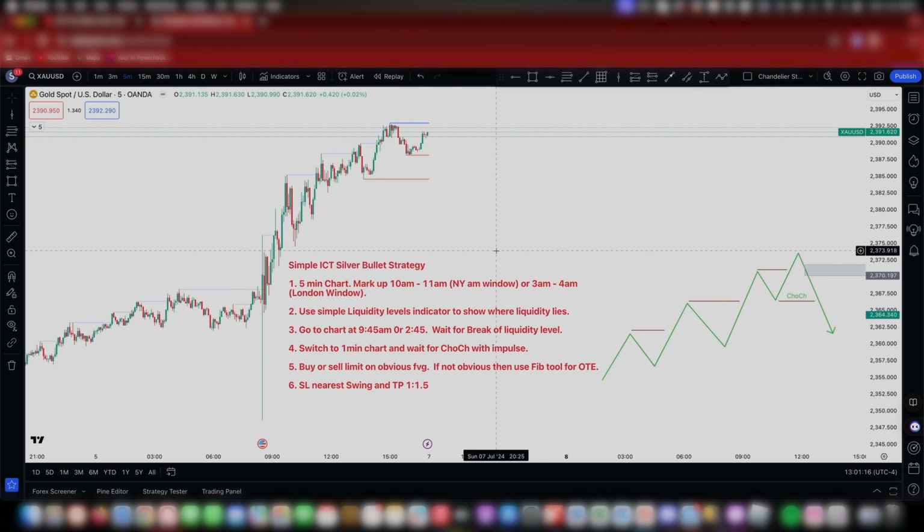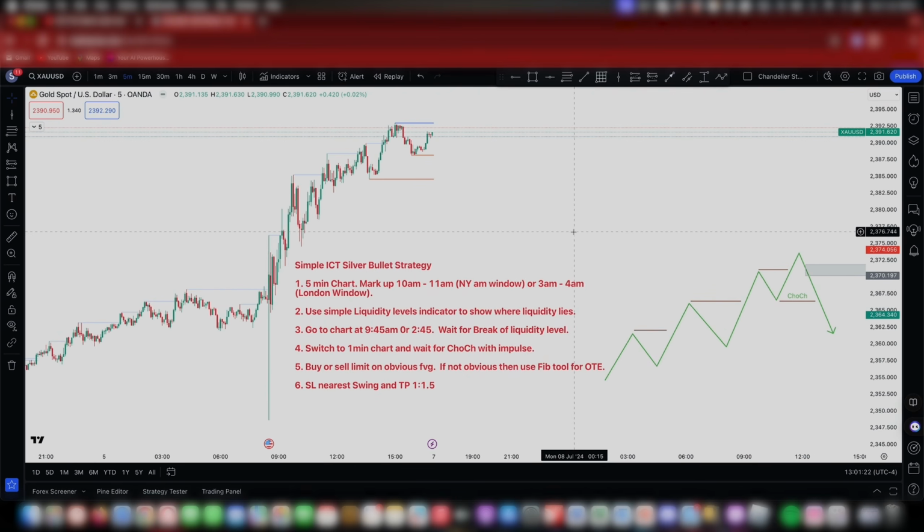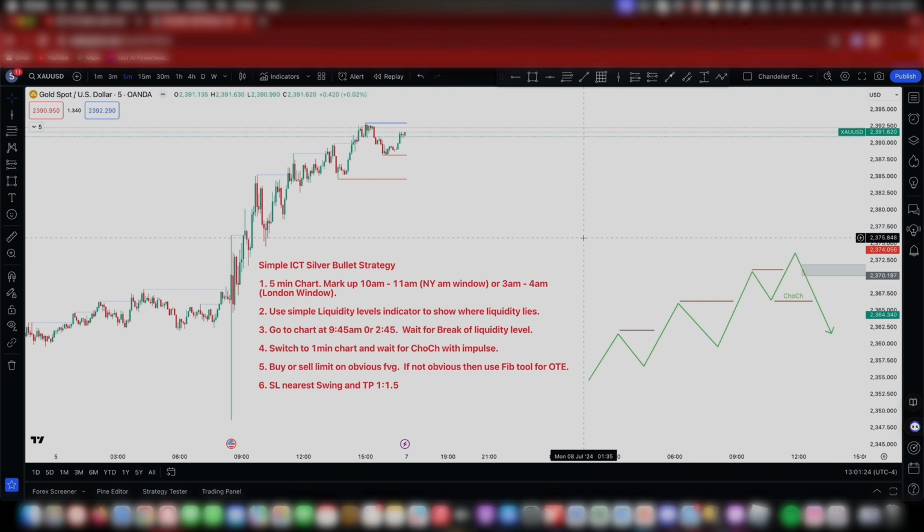Okay, with that being said, guys, let's get into this very simple strategy. So first off, you're going to be on the 5-minute chart and you're going to be marking up your 10 to 11. So that's just by using a vertical, 10 and 11.